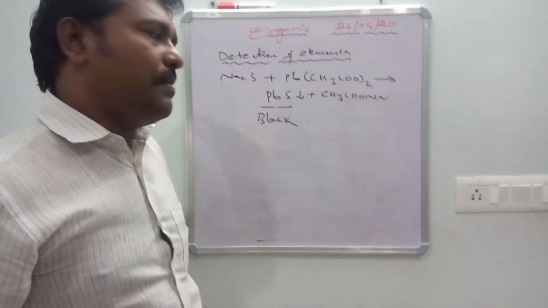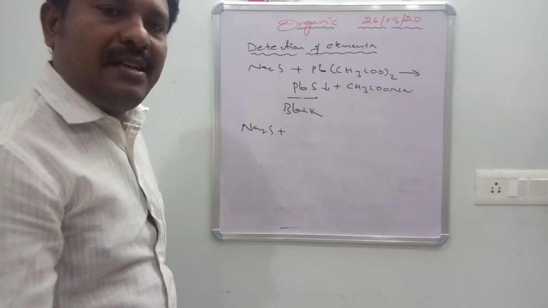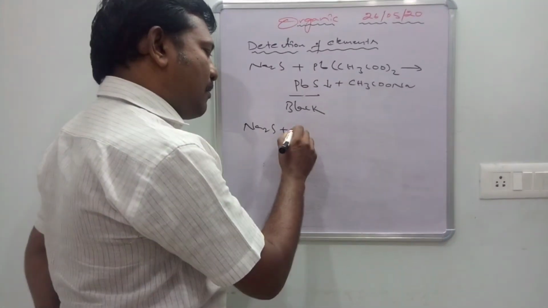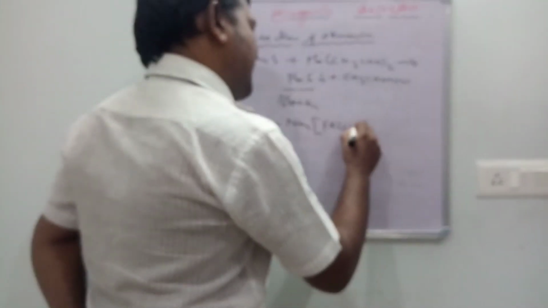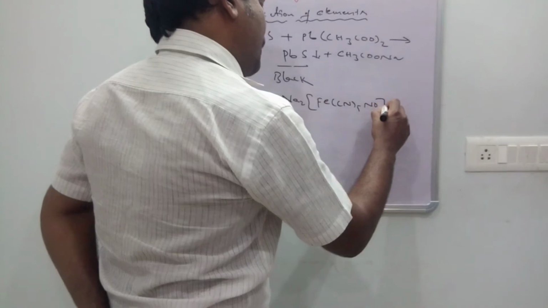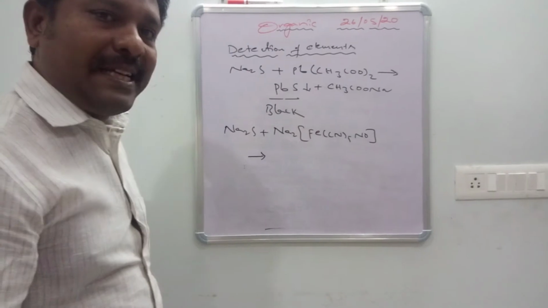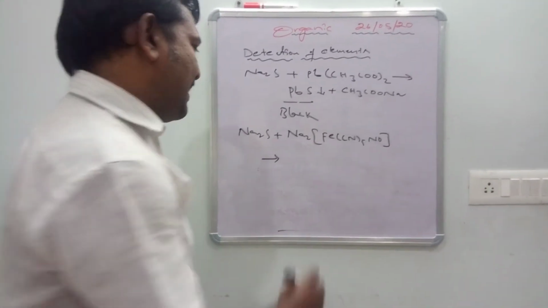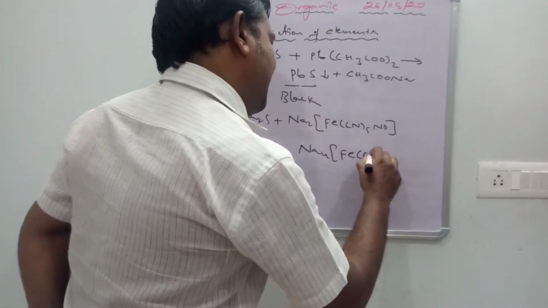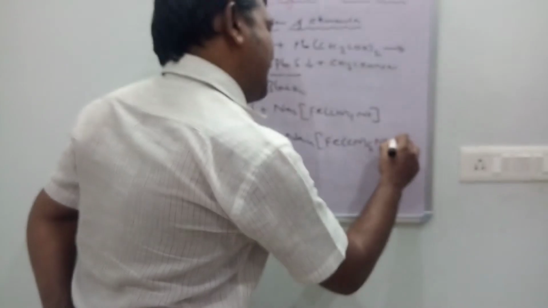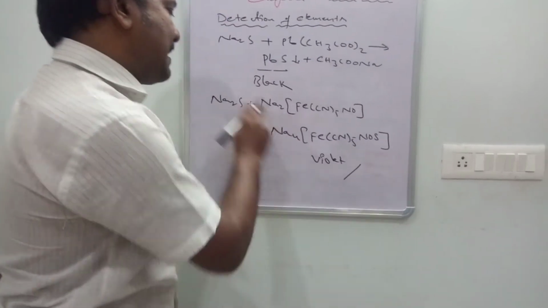And one more example: it is treated with Na2S and sodium nitroprusside. What's the formula? Sodium nitroprusside is Na2[Fe(CN)5NO]. Then it gives a violet color precipitate. Its formula is Na4[Fe(CN)5NOS]. It gives a violet color precipitate. It indicates the presence of sulfur.